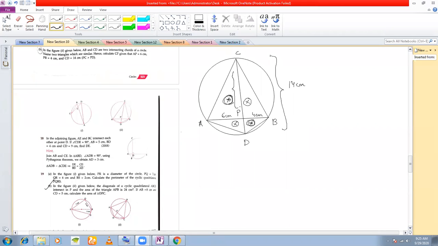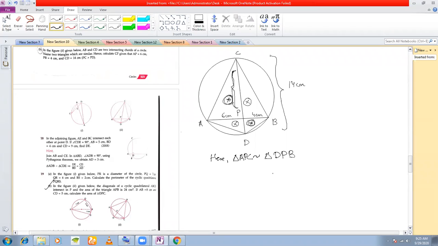Why did we choose these two triangles? We chose them because CP, the side that we have to calculate, is actually the side of triangle APC only. That is why we choose the two star triangles. Therefore we reject the two cross triangles. So the first part of the question is to name which two triangles are similar. Here, triangle APC is similar to triangle DPB.